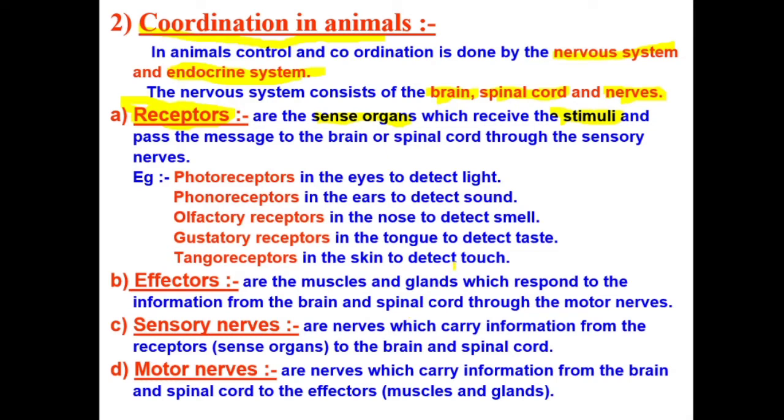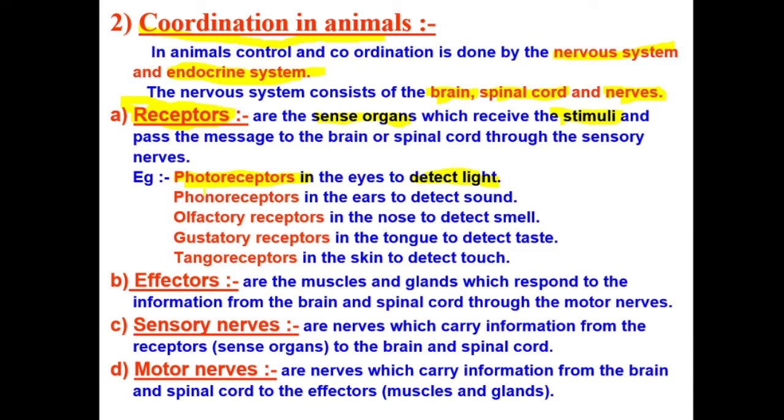Now, after that what happened? We are coming to that. Before that, let's see what the various types of receptors are. We have photoreceptors. Where are they located? They are located in our eyes. What do they detect? They detect light. That's why we are able to see.